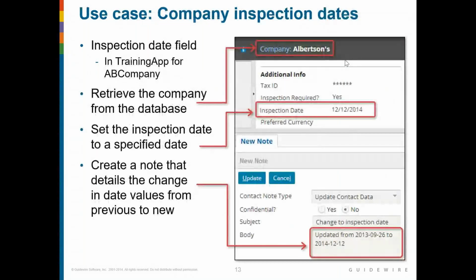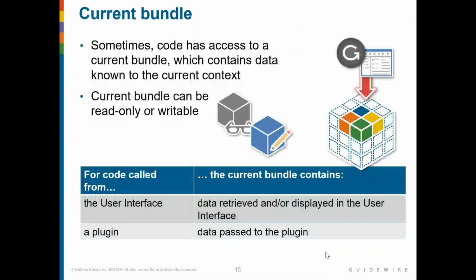So like you can use case, right? Company inspection date. Here the inspection date needs to be updated. So here they are using, in training app, retrieve the company from the database, set the inspection date to a specified date, create a note that the value changes from the previous to new. So here they are using the bundle concept. Like the inspection date is there, the body has been updated from 26th date to this date. This is one of the use cases.